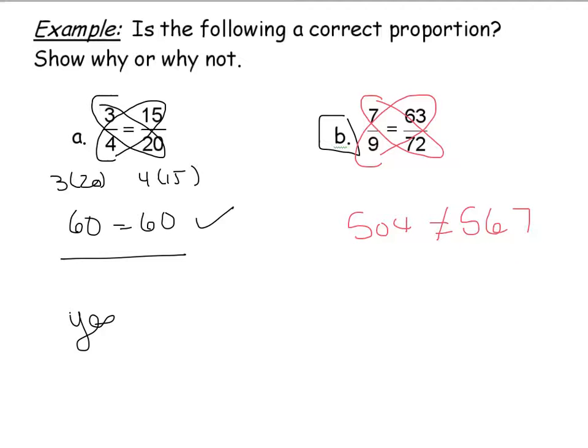What you should have noticed is when you use your cross multiplication, you have 7 times 72, which gives you the 504, and 9 times 63, which gives you 567. These are not equal. So is this a correct proportion? No.